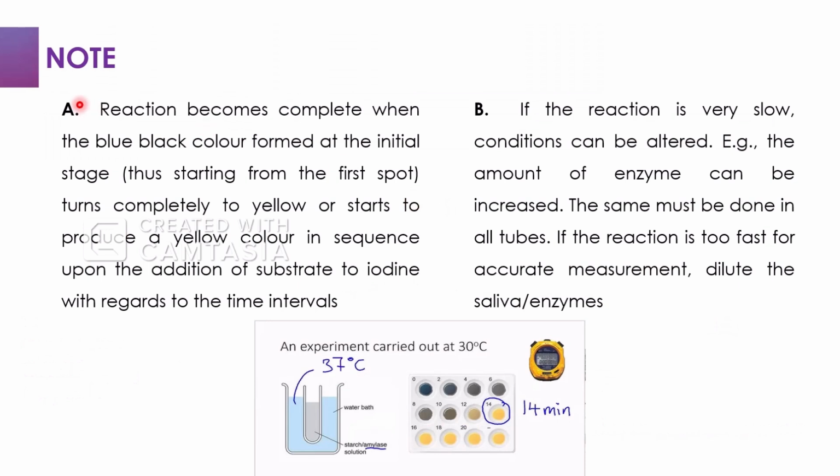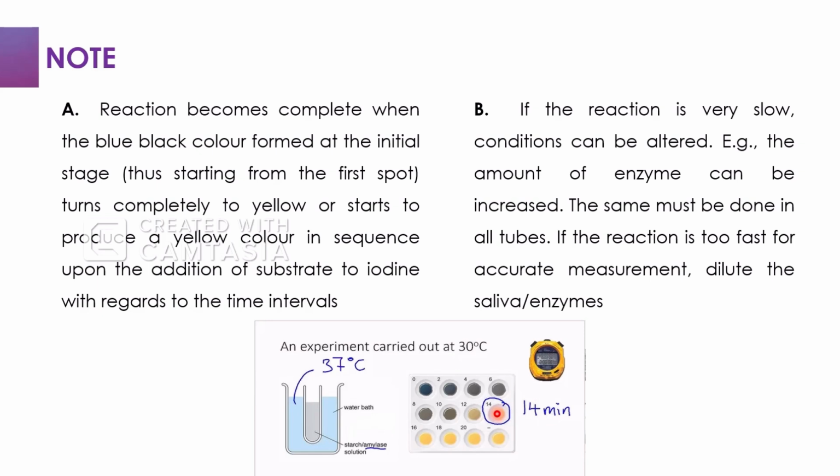What you have to note is that the reaction becomes complete when the blue-black color formed at the initial stage, starting from the first spot, turns completely to yellow or starts to produce a yellow color in sequence upon the addition of substrate to iodine with regards to the time interval. So let's study this diagram. At time 0, we have this color. At time 2, 4, 6, 8, 10, and 12, we have different colors. But at time 14, we have a yellow color.